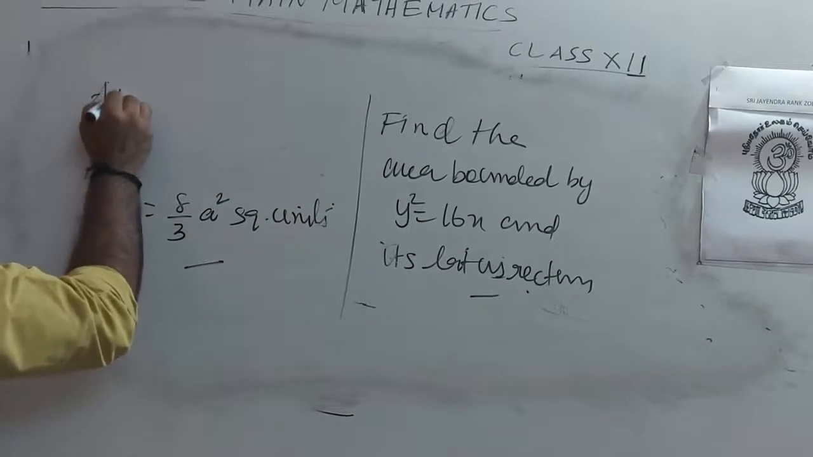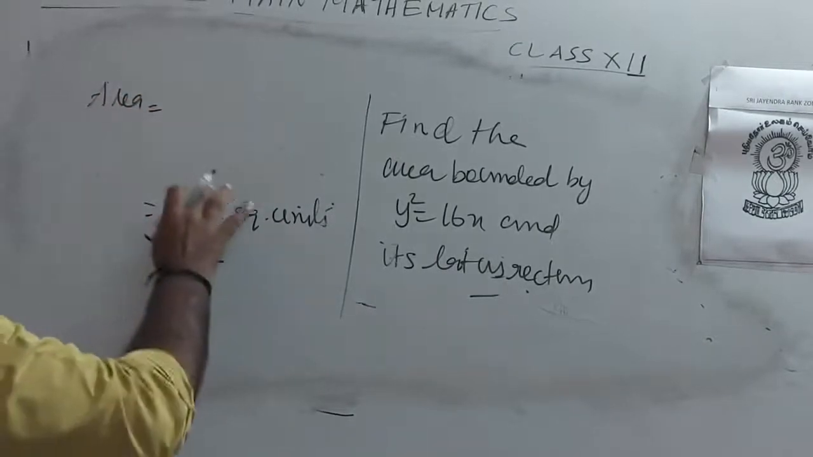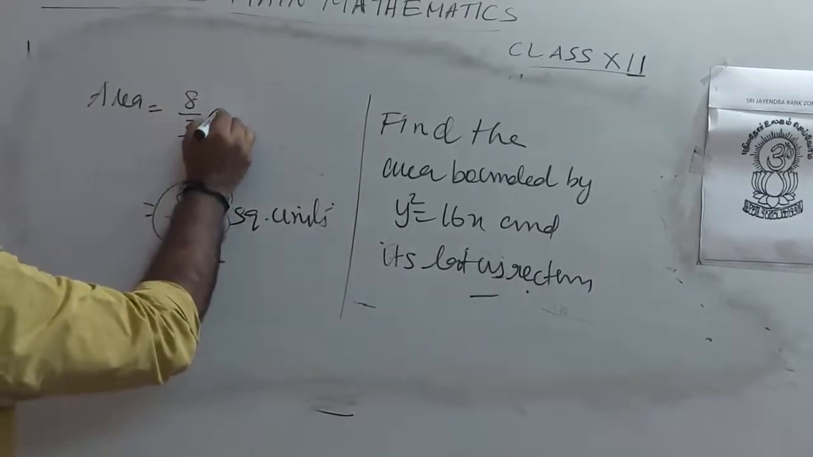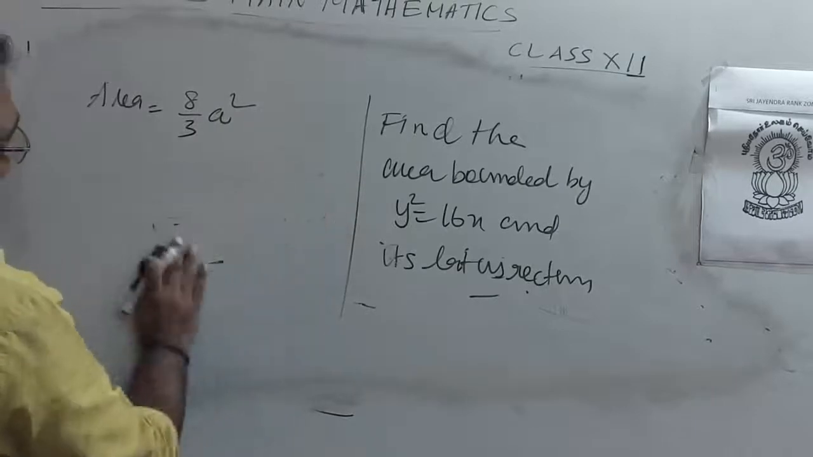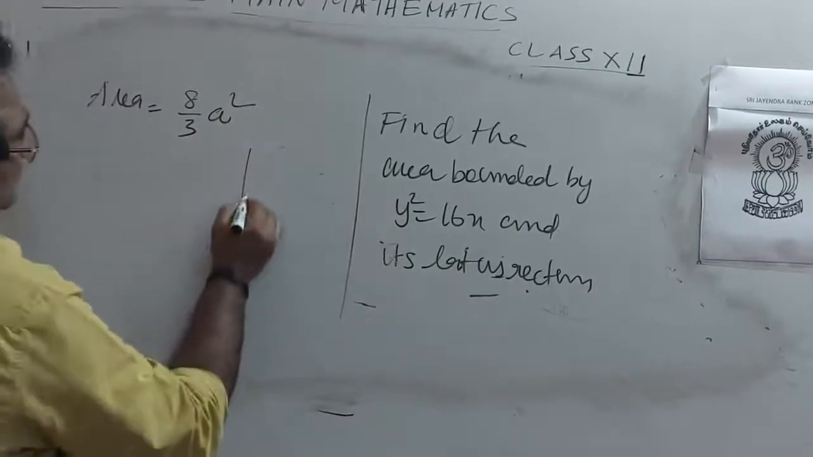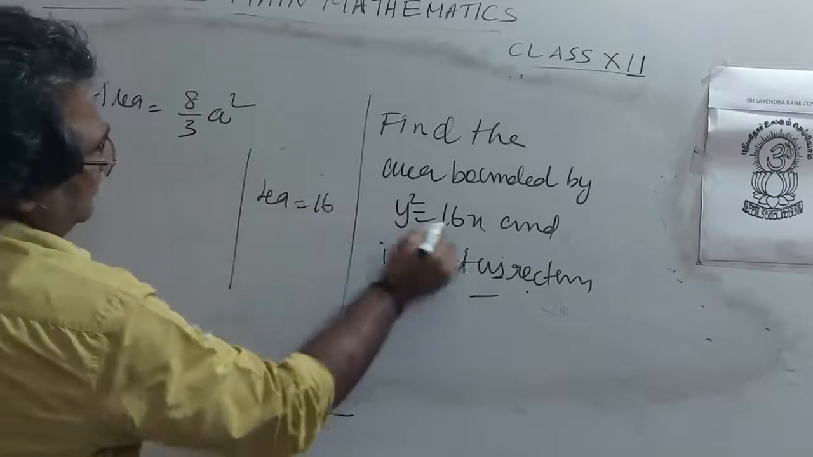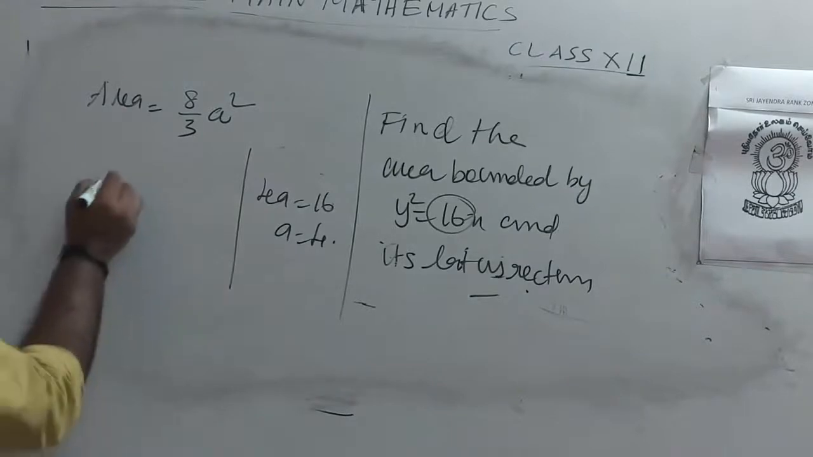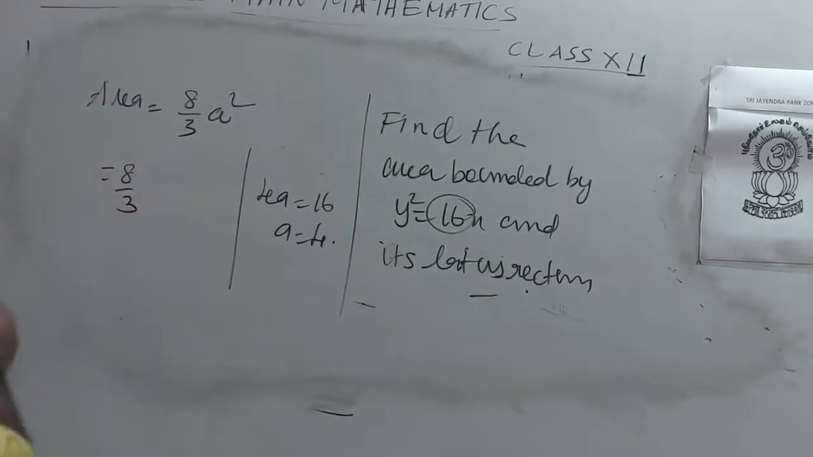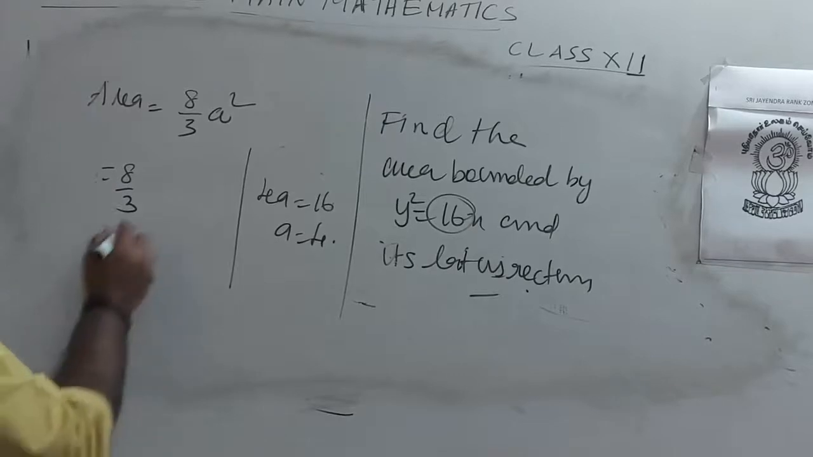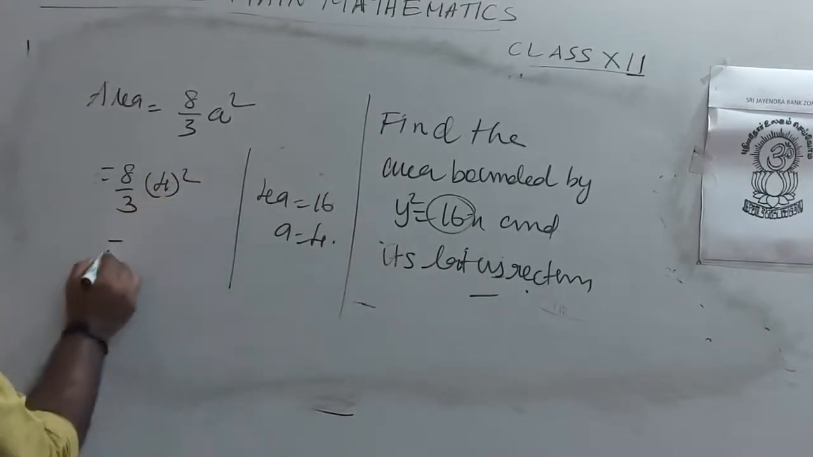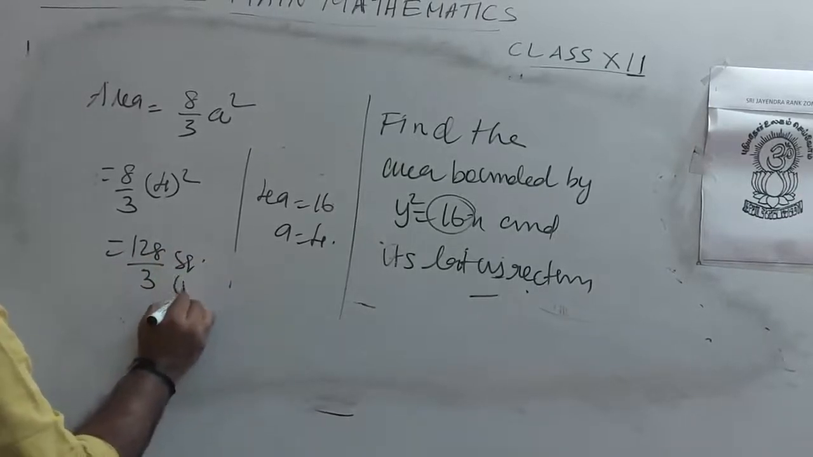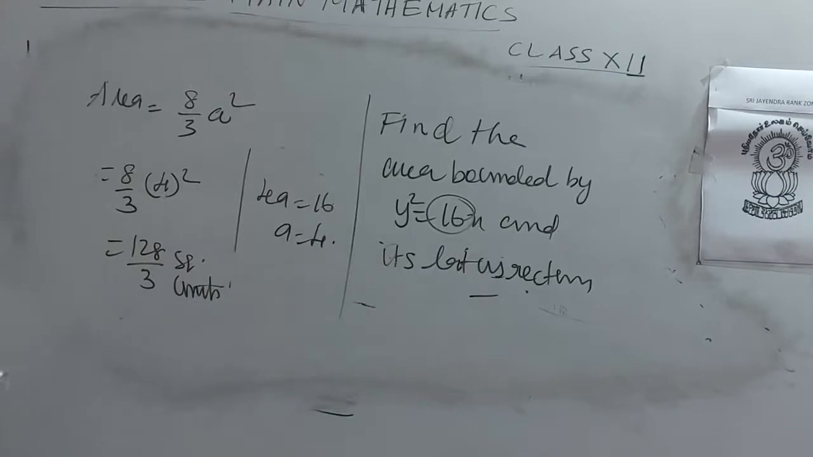So the required area equal to, instead of doing it lengthily, you can use the result 8 by 3 a squared. Here 4a equal to 16, so a equal to 4. 8 by 3 into 16 gives 128 by 3 square units.